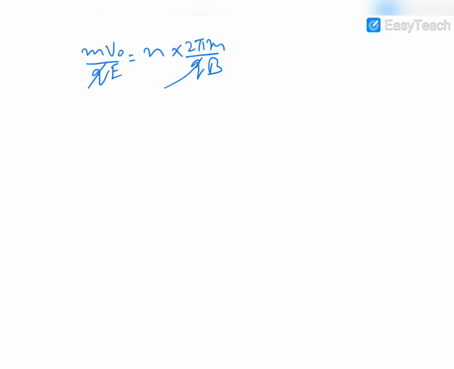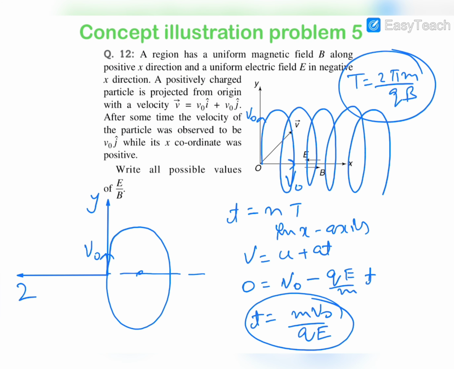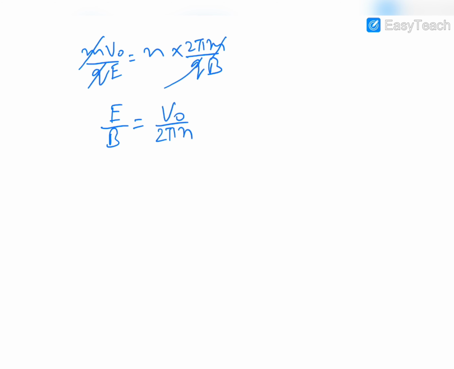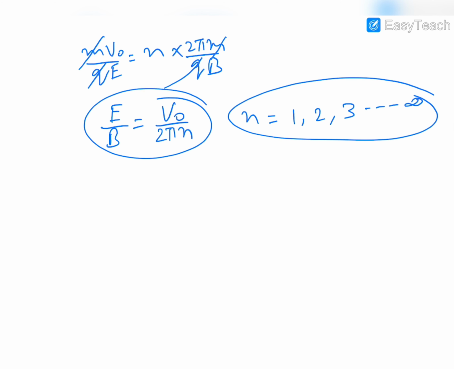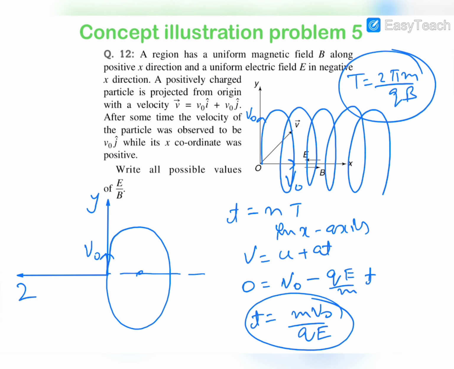So cancelling q with q, m with m, we have to find E by B. So E by B will be equal to v naught by 2 pi n. We know that n is an integer, so n is 1, 2, 3, and so on. So these are all the possible values of E by B for which this particle will have the net velocity in the y direction only. Thank you.